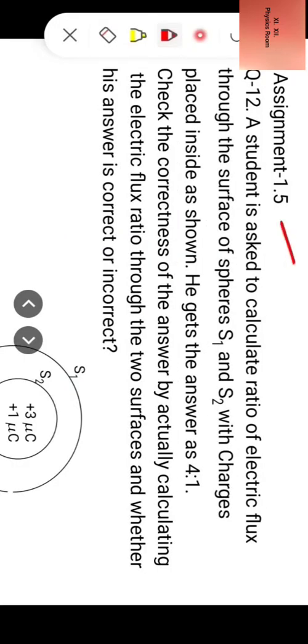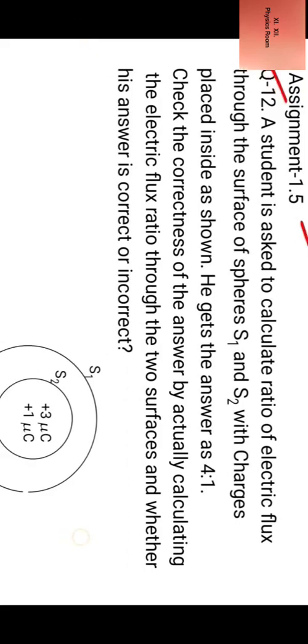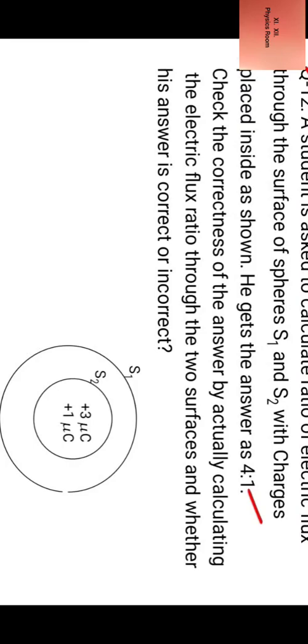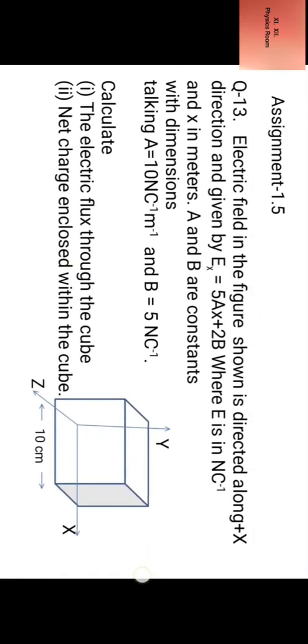Assignment 1.5 continued. Question number 12. A student is asked to calculate the ratio of electric flux through the surfaces of spheres S1 and S2 with charges placed inside as shown. He gets the answer as 4:1. Check the correctness of the answer by actually calculating the electric flux ratio through the two surfaces, and whether his answer is correct or incorrect. So you calculate the electric flux through the two surfaces and then verify whether his answer is correct or incorrect.